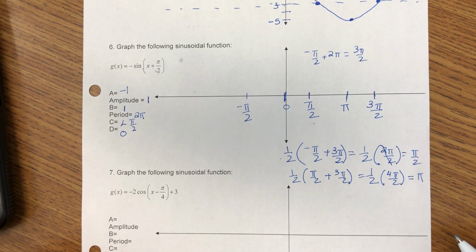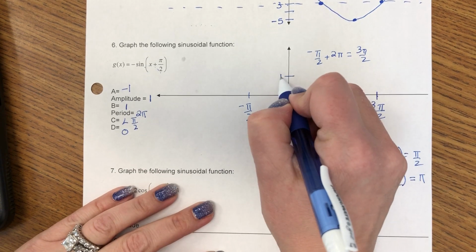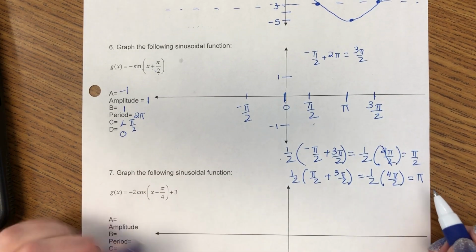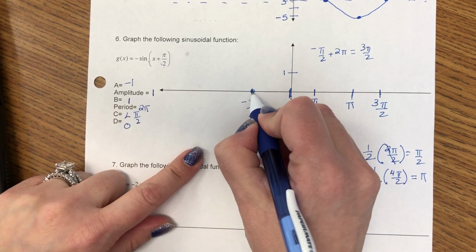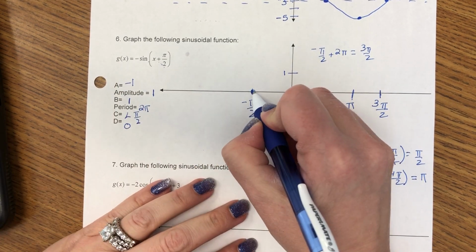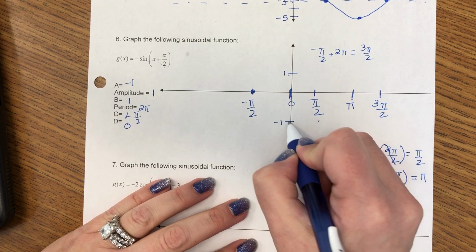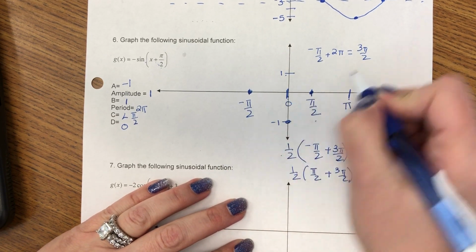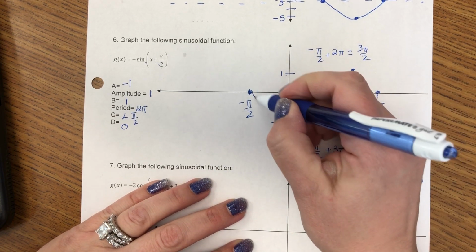Okay, midline didn't change. Amplitude is 1. Sine starts in the middle, but now it's been reflected. So instead of middle, maximum, it's going to go middle, minimum, middle, maximum, middle.